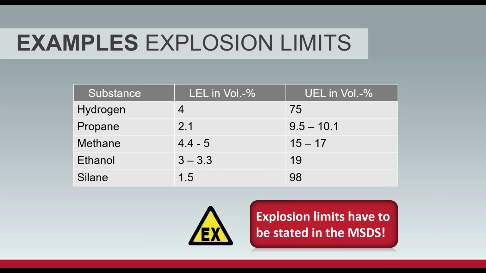It's essential. This list shows you kind of the correlation between LELs and UELs and the other numbers that I showed you; there's no real correlation between the two. Hydrogen, 4% to 75% is explosive. Silane, which is the tracer gas that we see in natural gas. That's what you smell, that rotten egg smell. It's 1.5 to 98%. Anywhere within those ranges, you're going to have an explosion. That's why it's so bad. And then again, propane, methanol, ethanol. I put those up just because those are more common in the lab space.